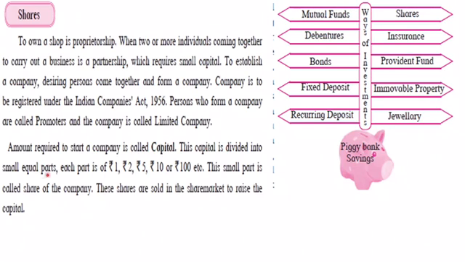This capital is divided into small parts. Each part is like rupee 1, rupees 2, rupees 5, rupees 10, 100 rupees, etc. This small part is called a share of the company. These shares are sold in the share market to raise the capital. Now observe here the ways of investments: mutual funds, debentures, bonds, fixed deposits, recurring deposits, shares, insurance, provident fund, immovable property, jewelry. These were the ways of investments.